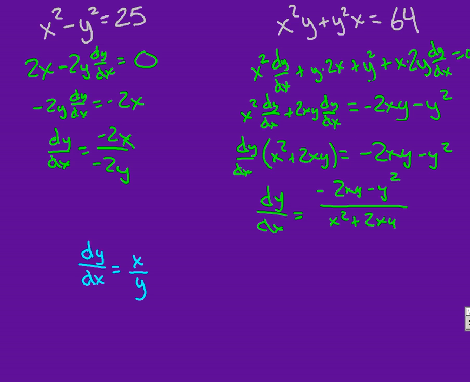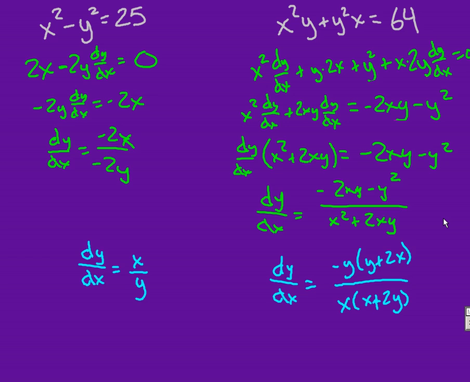There's all the work for it. If you left it in this form right here, with everything as it is, that's absolutely perfect. If you try to factor out a y on top and x on bottom, that's even better. But those would be your answers for those. So hopefully we now understand a little bit more about implicit differentiation.